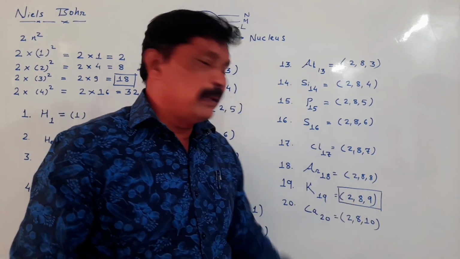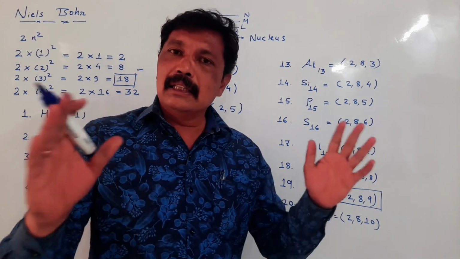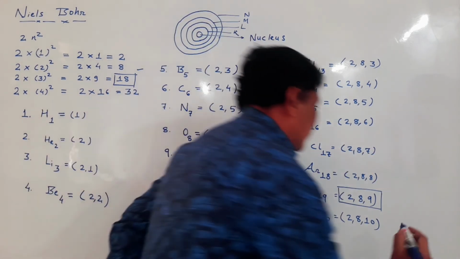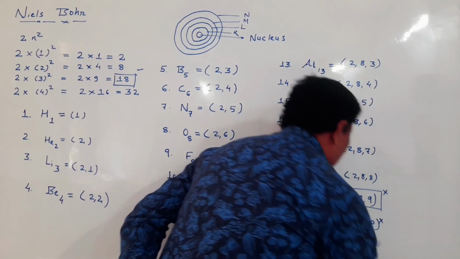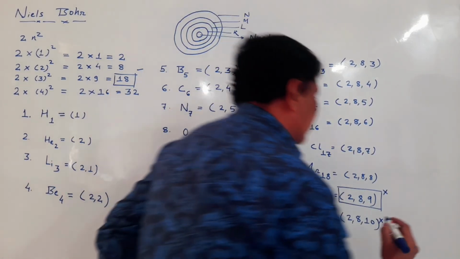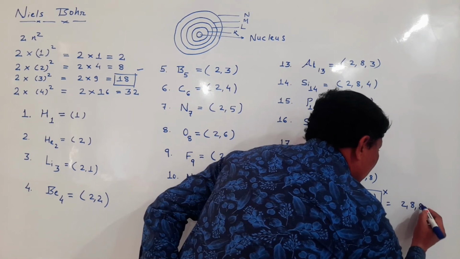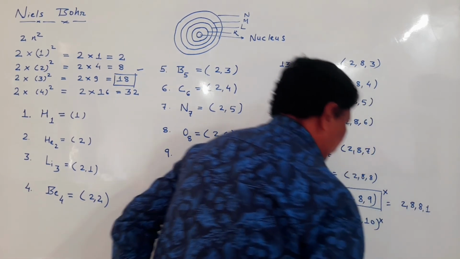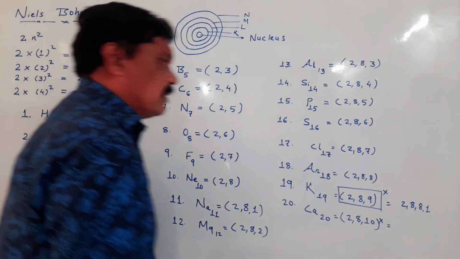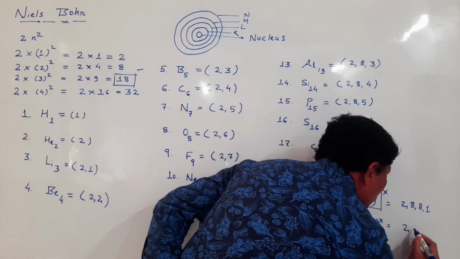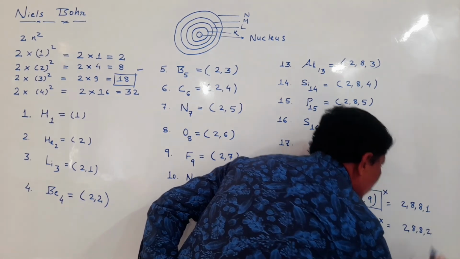Then what will be the electronic configuration after argon is different. The correct electronic configuration of potassium will be 2, 8, 8, 1. The electronic configuration of calcium will be 2, 8, 8, 2.